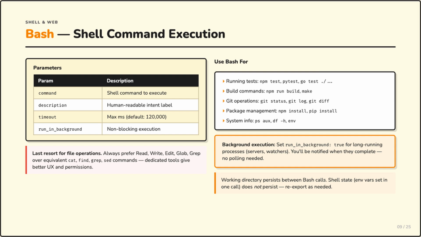Bash is the right choice for running tests, builds, Git operations, package management, and system commands that don't have dedicated equivalents. The run_in_background parameter is useful for long-running processes like dev servers. You start them, continue with other work, and get notified on completion. One important note. Working directory persists between bash calls, but environment variables set in one call do not carry over to the next.